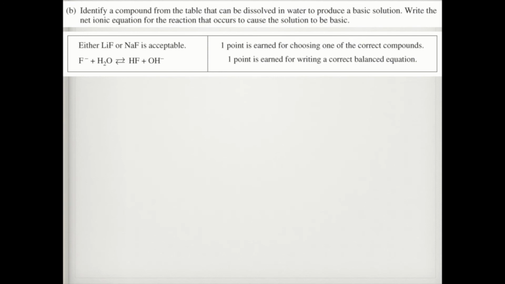So it doesn't really matter because we're going to ignore the Li and the Na. So the reaction would be F minus plus H2O, and that's going to produce HF and OH minus. So you can choose either LiF or NaF, it doesn't matter, but then you need to write the correct reaction. So you got 1 point for choosing the correct compound and 1 point for writing the correct balanced reaction. Okay, because you're showing F minus taking the proton from water, therefore it is the base.